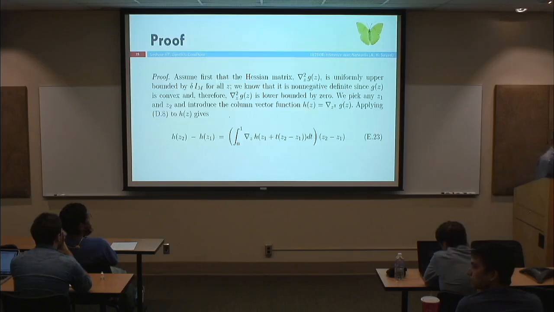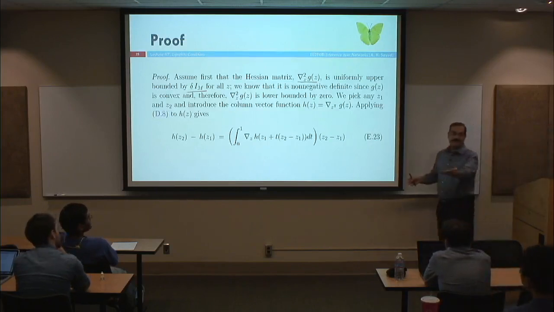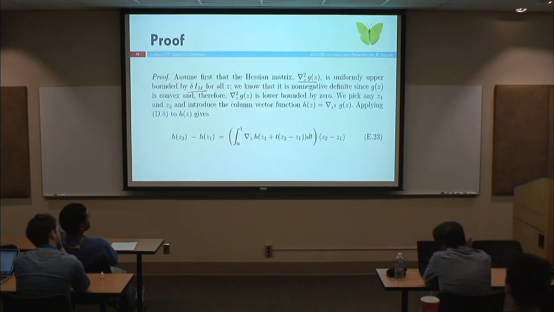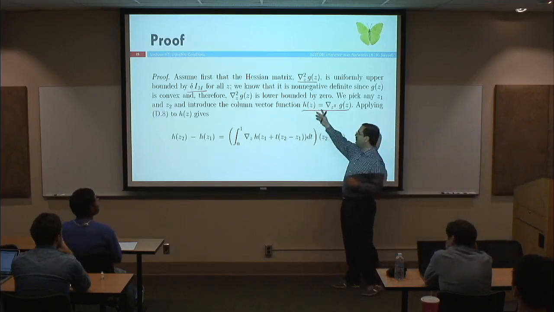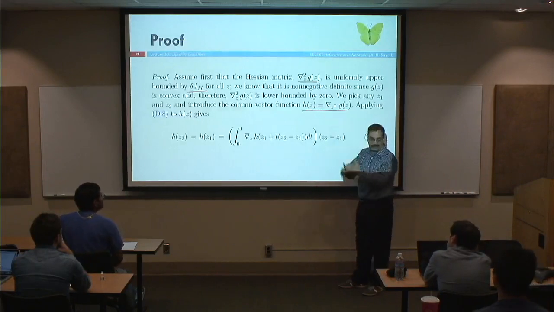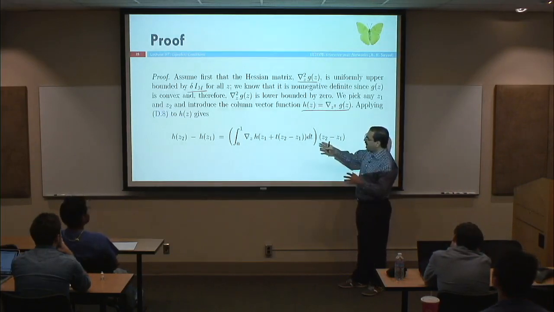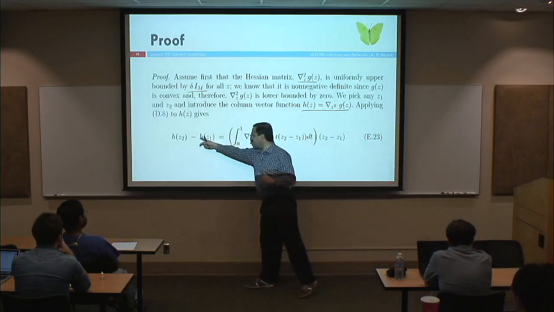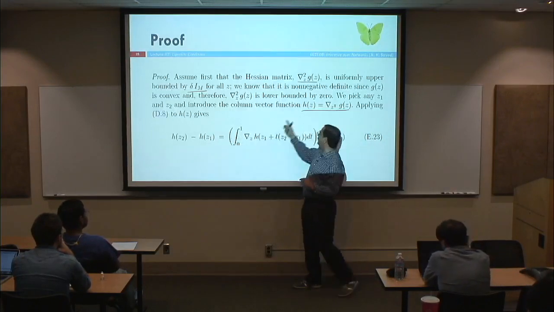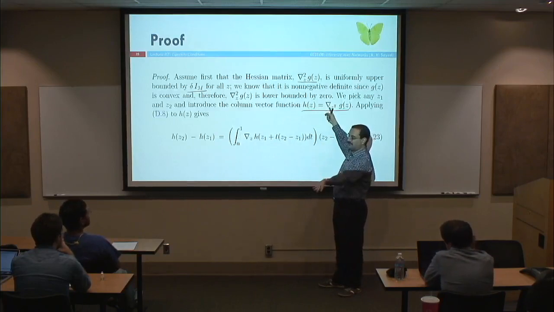Okay, so let's assume that the Hessian is bounded. We know that it's actually bounded from below as well, at least by 0. Now, consider this function h, which is the gradient of g. This is a vector, because the gradient relative to a row is a column vector. So h is a column vector, and we apply the mean value theorem to this column vector. Nothing special so far. The difference is the integral of the gradient of h. Well, the gradient of h will be the Hessian of g, right?